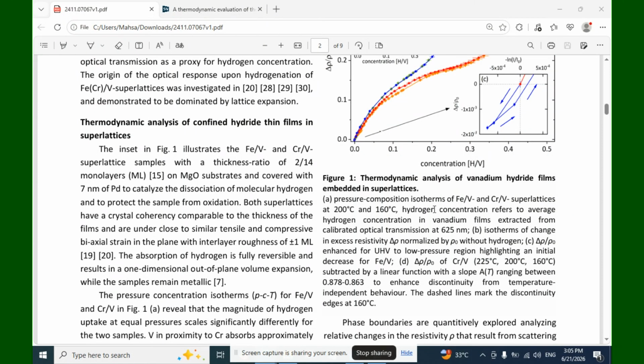Section A is the pressure composition isotherms of the Fe/V and Cr/V superlattices at 200 degrees and 160 degrees. Hydrogen concentration refers to the average hydrogen concentration in the vanadium layers, extracted from calibrated optical transmission at 625 nanometers. Section B is the change in excess resistivity delta rho, normalized by rho zero without hydrogen, and C is delta rho per rho zero enhanced for the UHV to low pressure region, highlighting an initial decrease for Fe/V.